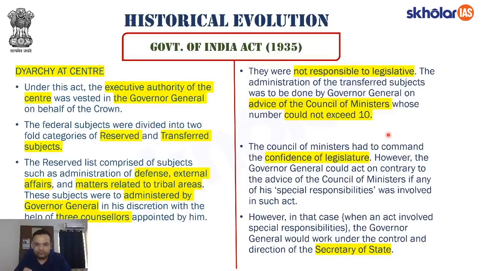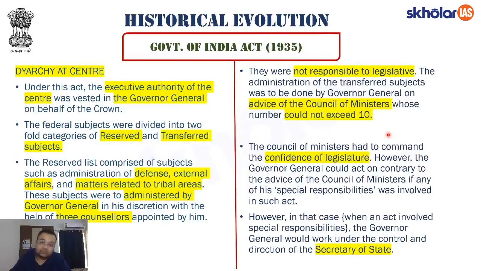That at the center, with respect to transferred subjects, the Governor General will need to act on the aid and advice given by his Council of Ministers. These Council of Ministers cannot exceed 10, so there will be 10 or fewer. These Council of Ministers will advise certain legislative steps, certain executive steps that need to be taken, and the Governor General would need to take those steps.